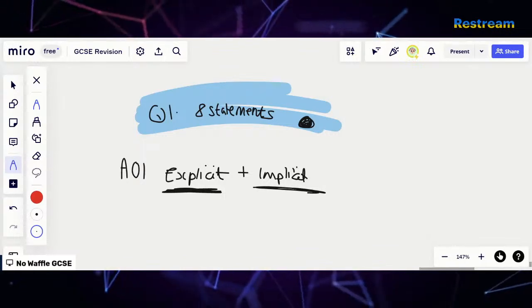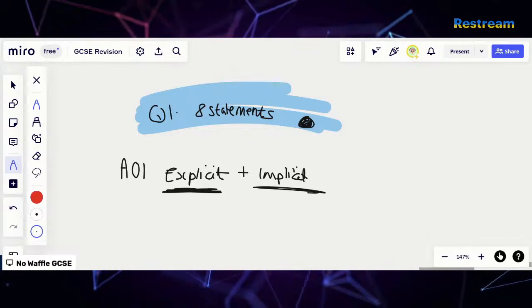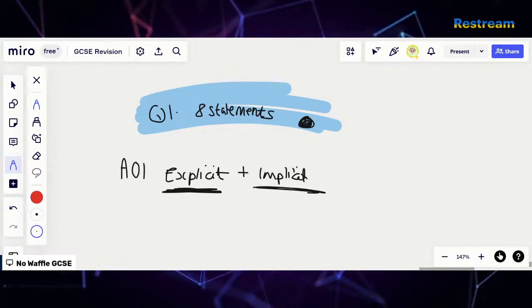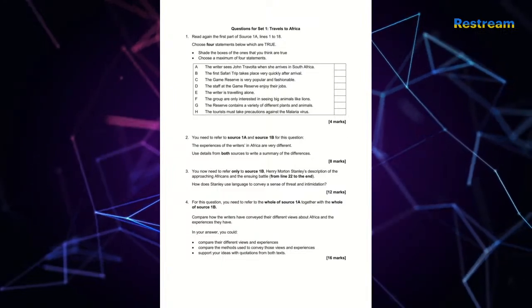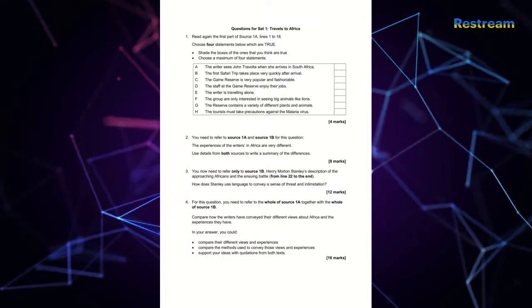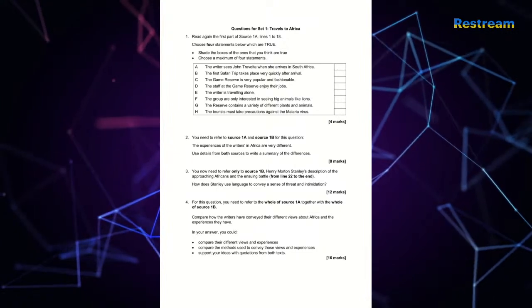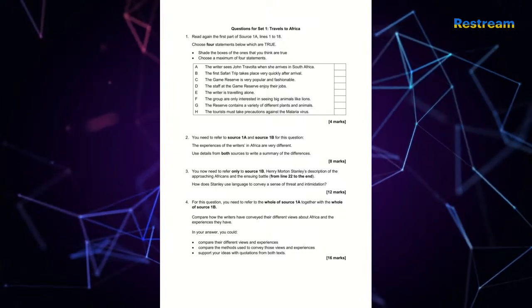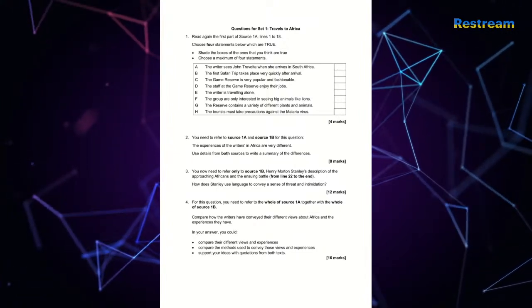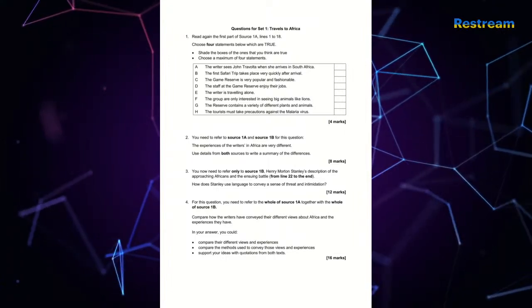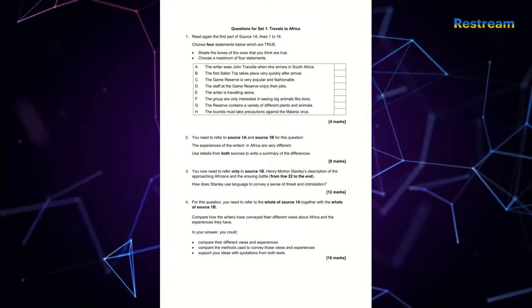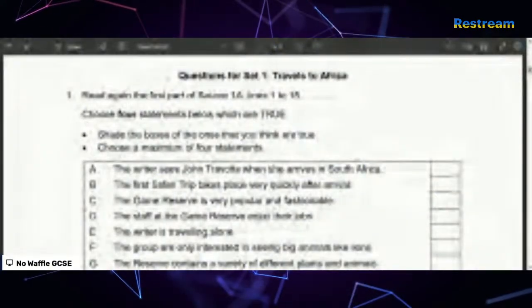So step 1, I would say, when you say, the question will normally look like this. Let me open the question sheet now. So as you can see, read again from the first part of source 1A from lines 1 to 18. Now, let's zoom in on this question.